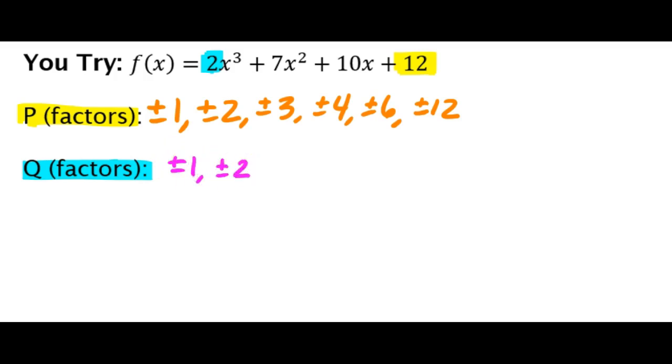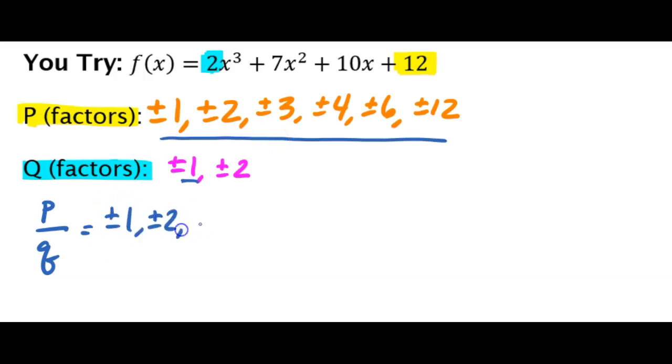So if I wanted to set up my p over q, my factors of p over factors of q, what I'm basically doing is making a fraction out of my orange numbers and my pink numbers. And I like to be very systematic about it. I take all of my orange numbers and I divide them all by 1, which is my first q number. So if I divide all these numbers by 1, they're going to stay the same. So I'm just going to copy down plus or minus 1, 2, 3, 4, 6, and 12.